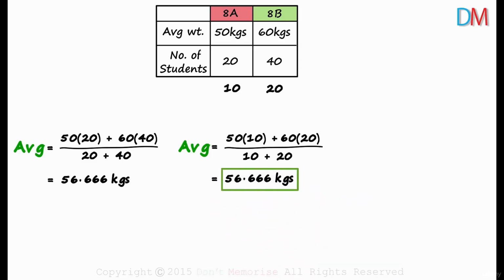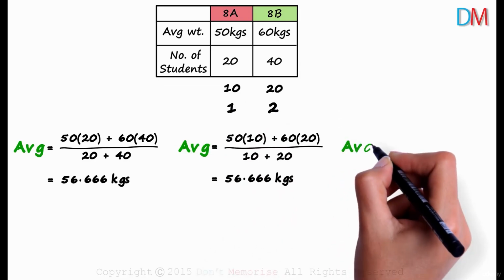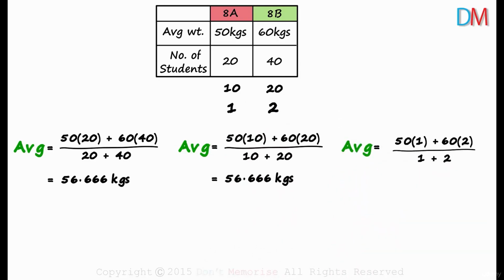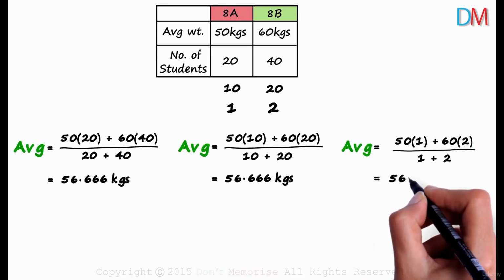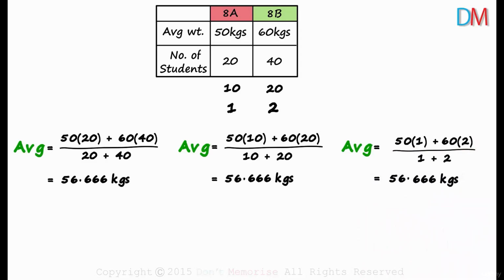We got the same average again. Okay, wait. Let me give you another scenario. What if the number of students in division A and B were 1 and 2 respectively? What would be the overall average then? It would equal this ratio: total weight of all the students divided by the total number of students. The numerator will be 50 plus 120 or 170, and the denominator is 3. 170 over 3 will equal 56.666 kilograms again.